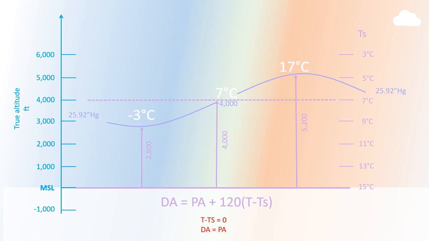A neat trick to figure out whether density altitude is higher or lower than pressure altitude: check the difference between T and T sub S. If it's negative, density altitude is lower. If it's positive, then density altitude is higher than pressure altitude. Don't flip the sequence of T and T sub S, otherwise your result will be flipped.